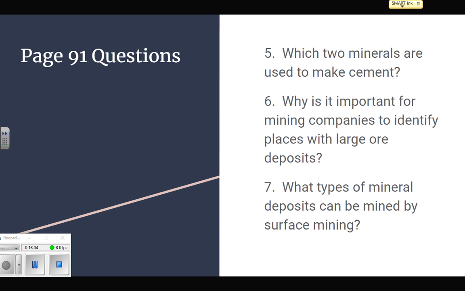Question number 7, what types of mineral deposits can be mined by surface mining? Answer: deposits that are close to the Earth's surface.